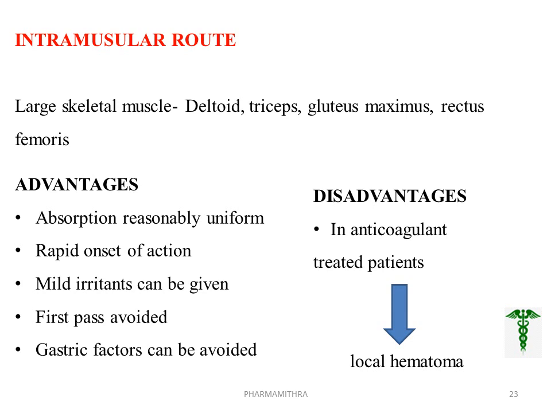Intramuscular route. Intramuscular route means the drug is injected into one of the large skeletal muscles such as deltoid, triceps, gluteus maximus, rectus femoris, etc. Here the muscles are less richly supplied with sensory nerves and more vascular. Advantages are absorption is reasonably uniform, rapid onset of action, mild irritants can be given by this route, pus can be avoided, gastric factors avoided. Disadvantage is that in anticoagulant treated patients it may result in local hematoma. So it should be avoided in anticoagulant treated patients because it may result in local hematoma.